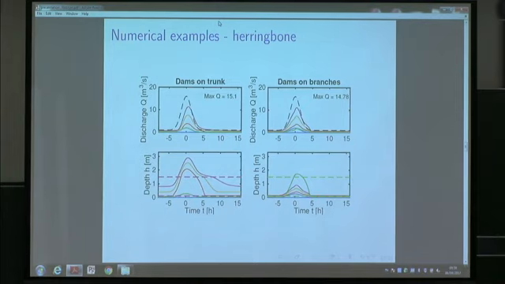And then this is what happens if you put the dams on the branches, which seems to be marginally better, although the difference is really quite small. It then turns out that it was even slightly better if I put the four dams on sort of one side of the valley. If you put them all at the top of the valley, on both sides, that turned out to be slightly better still. And it's not totally clear why that is, but that's the sort of thing that we could look at.